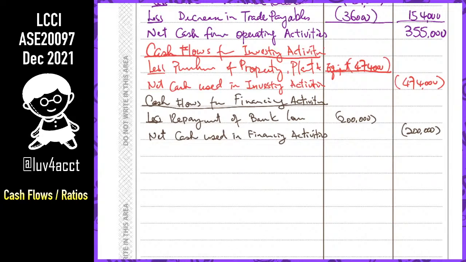Okay, and then you can calculate the total. Let me use blue. 355 minus 474 minus 200. I have input 200 there. 319. Is it familiar, this one? 319. This is net decrease in cash and cash equivalent.